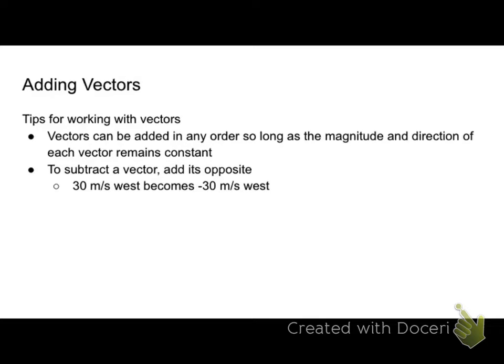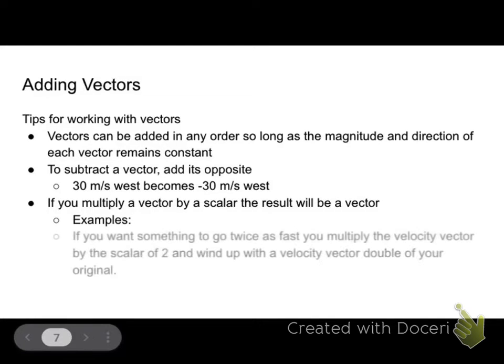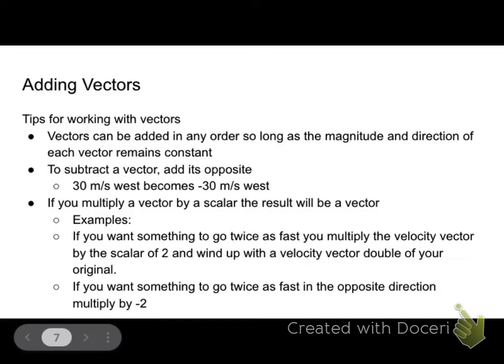And then if you're going to multiply a vector by a scalar number, you're going to end up with a vector still. It's not going to change it to be scalar. So if you're wanting something to go twice as fast, you're taking the scalar number 2 and multiplying it times your velocity vector, and then you're going to come up with a velocity vector that's twice as fast. So scalar times vector yields a vector. Same thing if you wanted it to go twice as fast but in the opposite direction, you can multiply that by -2. So now you've doubled the velocity and changed the direction. Okay?